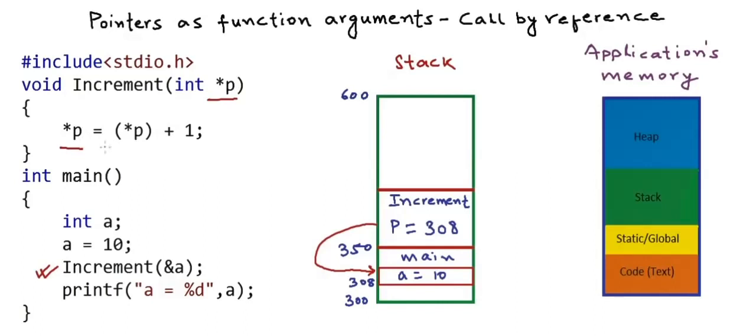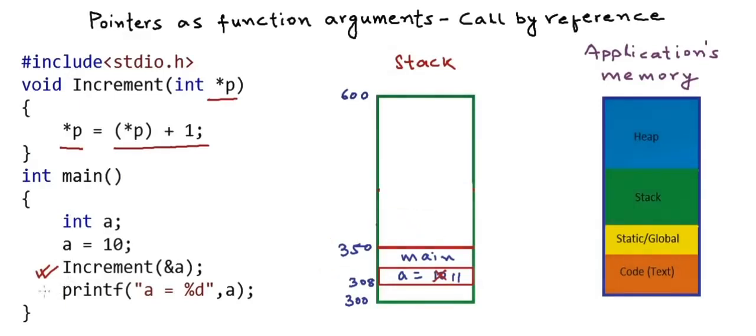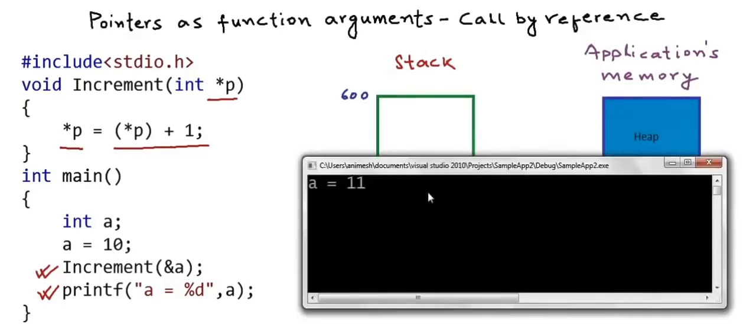So we say that increment the value stored at address P by 1. The value stored at address 308 gets incremented by 1. So A is now 11. Now when increment finishes and we come back to the main method and the next line gets executed, which is the print statement, then A is now 11. If you run this program, then what gets printed is A equal 11.